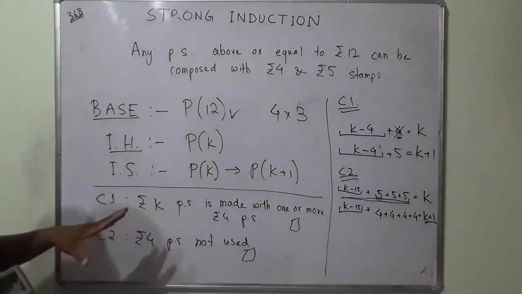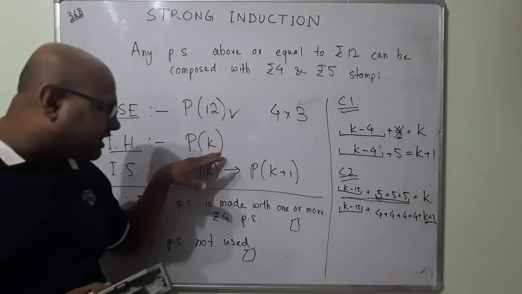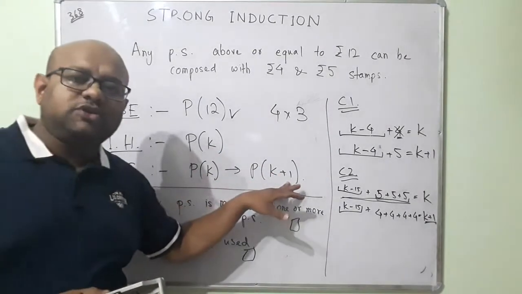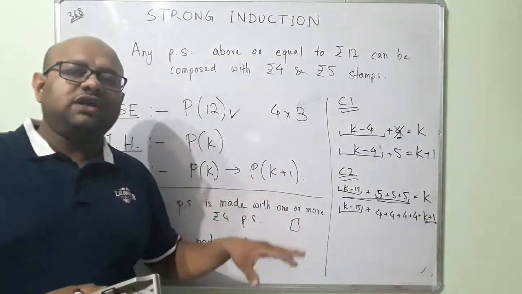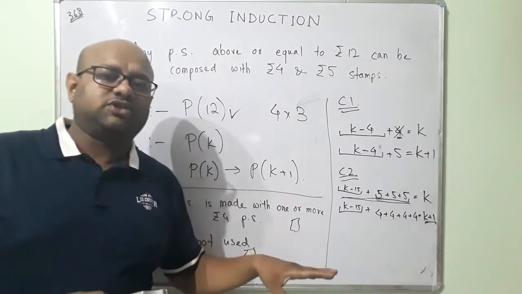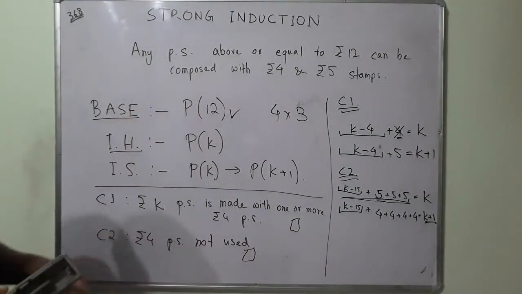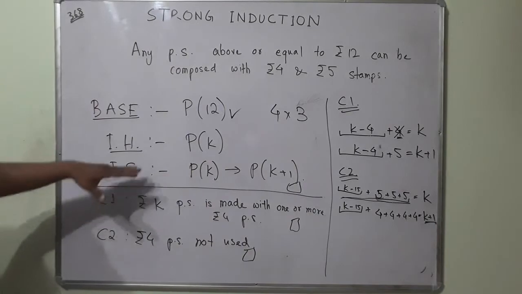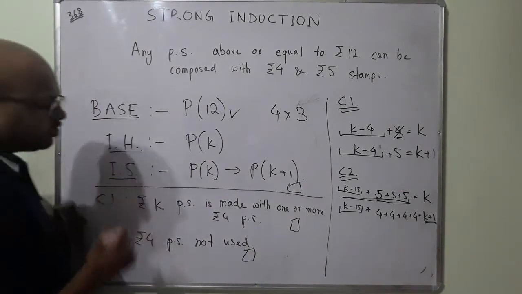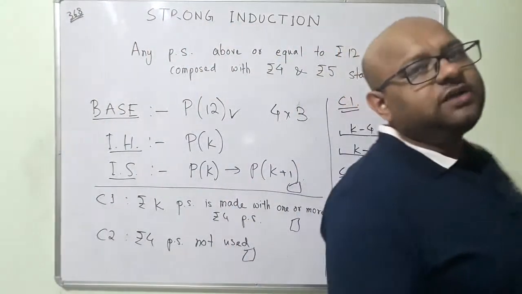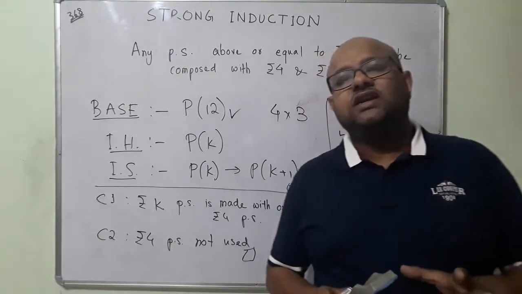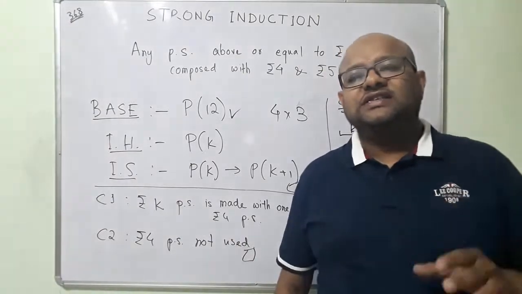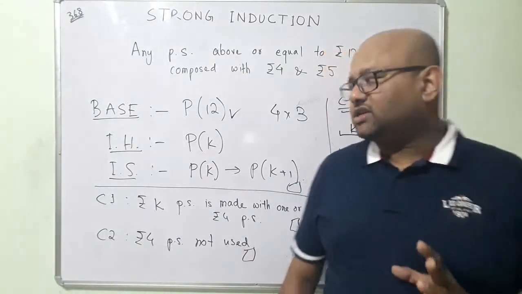Now what did I prove? I proved that if I can make k rupees worth of postage stamp, then I can make k plus 1 rupees worth of postage stamp using only 4 rupees and 5 rupees worth of postage stamp. Alright, so this is how I have proven my inductive step, and by proving my inductive step I have proven my theorem. Now this proof was using the normal induction that we did in our last class. Let us now do this proof again, and this time we are going to use strong induction.